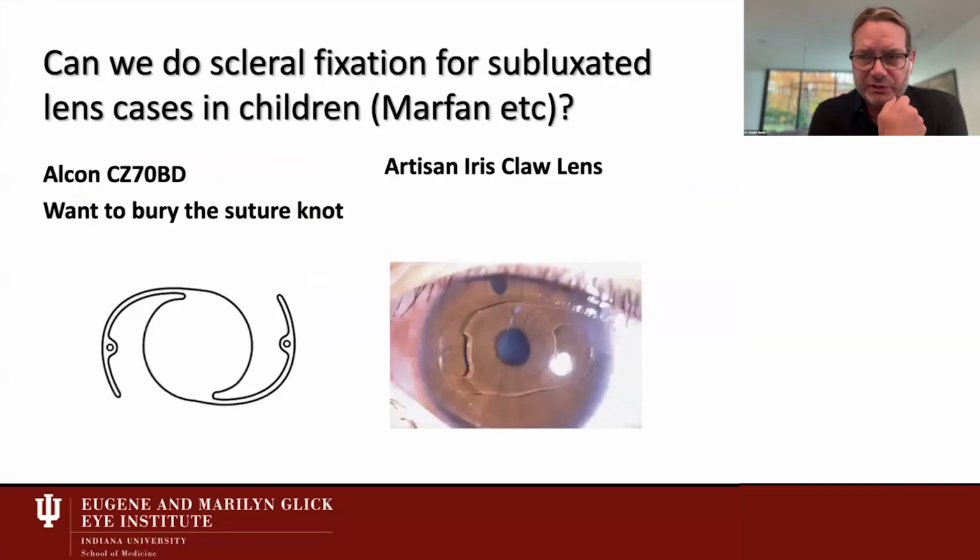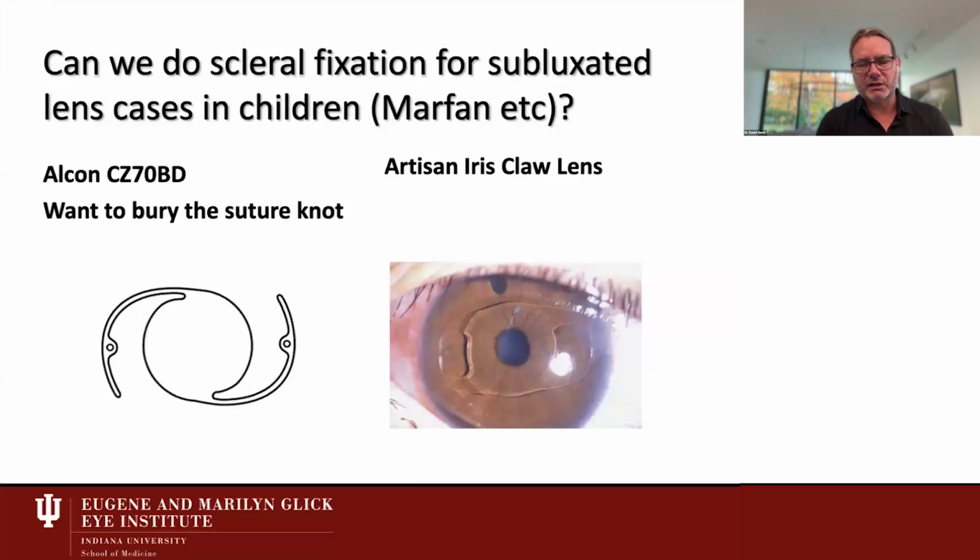Another question came about scleral fixated lenses. I have recently stopped doing cataract surgery, but I did pediatric cataract surgery for a long time, and I have experience with both of these. So the answer is yes. Most commonly, this comes up with Marfan syndrome or just idiopathic familial lens subluxation.